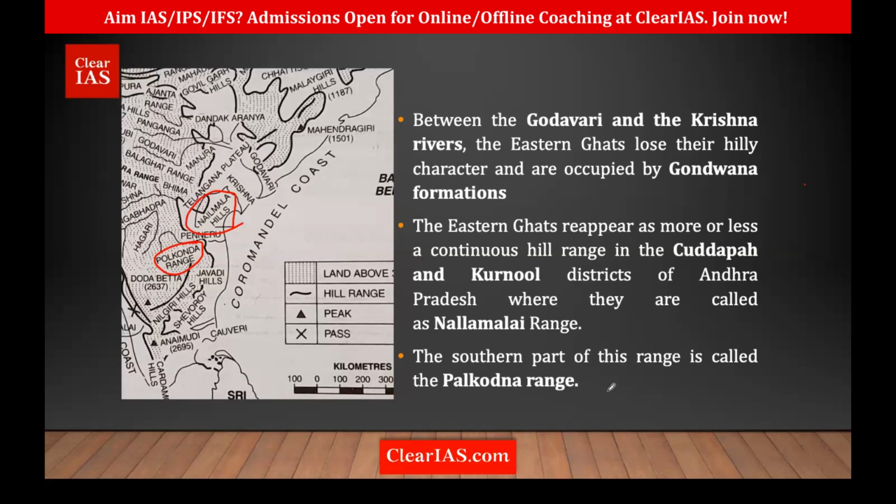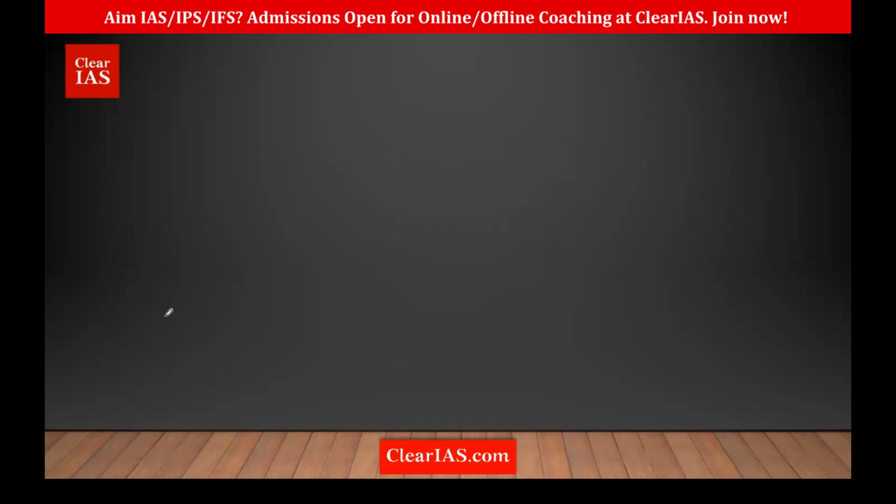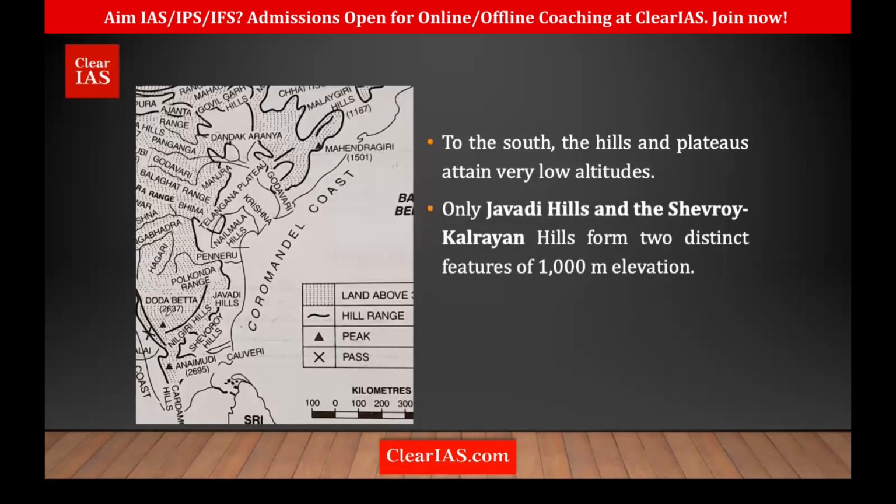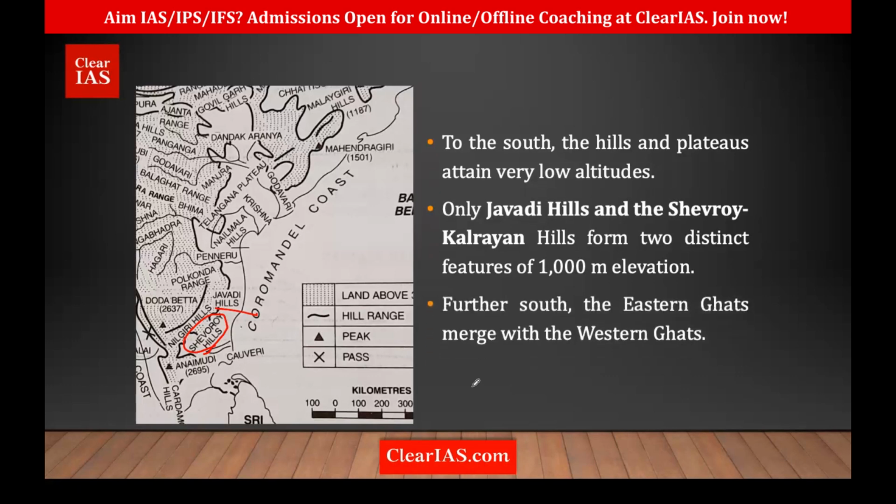Again you can see here the Nilgiri Hills. Below this, the Eastern Ghats and Western Ghats meet at the Nilgiri Hills. Going further south, the plateaus attain very low altitudes, except for two places, Javadi Hills and Chevroy. These two are also considered part of the southern hill groups, like Anamalai and Cardamom Hills. They are an extension of the Eastern Ghats, and further south they merge with the Western Ghats at the Nilgiris.